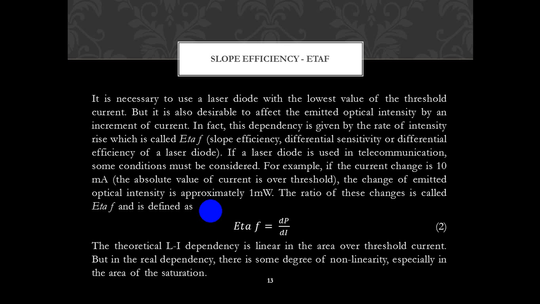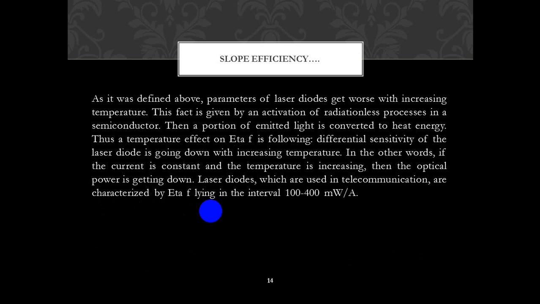If a laser diode is used in telecommunication, some conditions must be considered. For example, if the current change is 10 milliamperes, the change of emitted optical intensity is approximately 1 milliwatt. The ratio of these changes is called eta and is defined as eta equals dP by dI. The theoretical LI dependency is linear in the area over threshold current, but in the real dependency there is some degree of non-linearity, especially in the area of saturation.